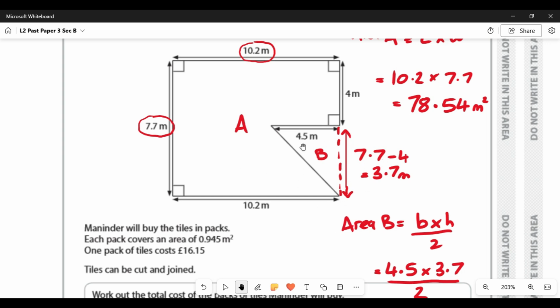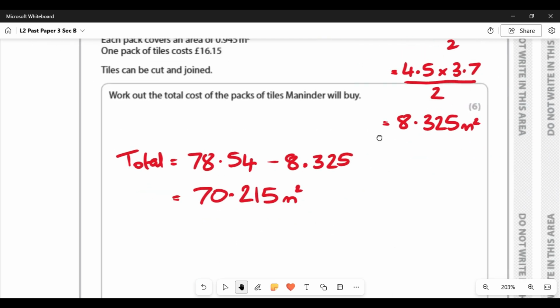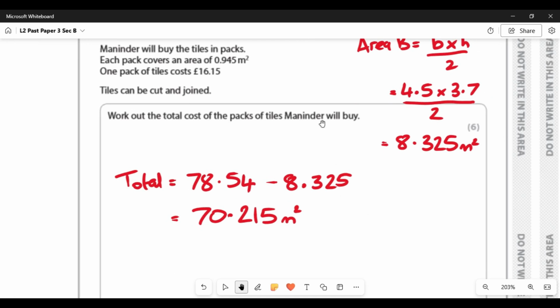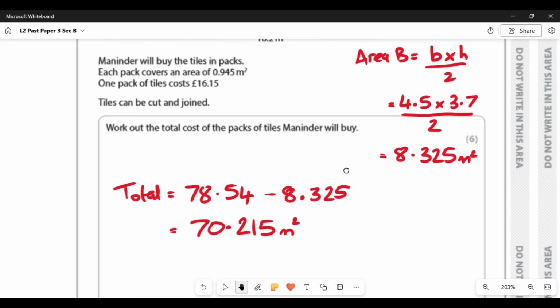With this way, where you complete the rectangle and just take away the missing piece, there's only one step. You just take away the area that you don't need, and you get the area that you do need, pretty much in one step. So it is actually a quicker way of doing this one, especially if you're running out of time in the exam. I would definitely recommend doing it this way. However you do the area, you should still get the same answer, 70.215. If you don't get this answer, do double check where you've gone wrong.